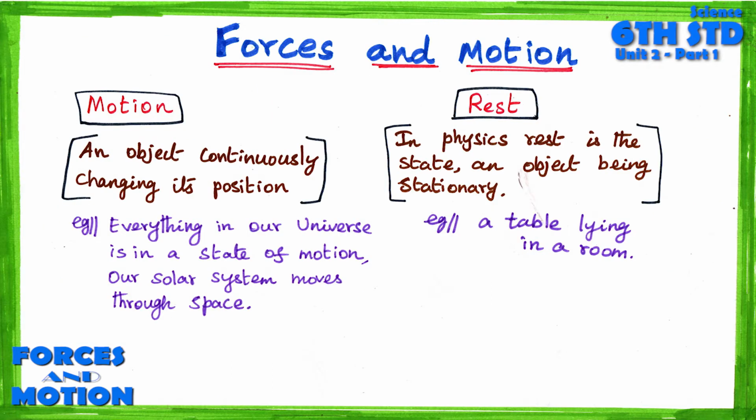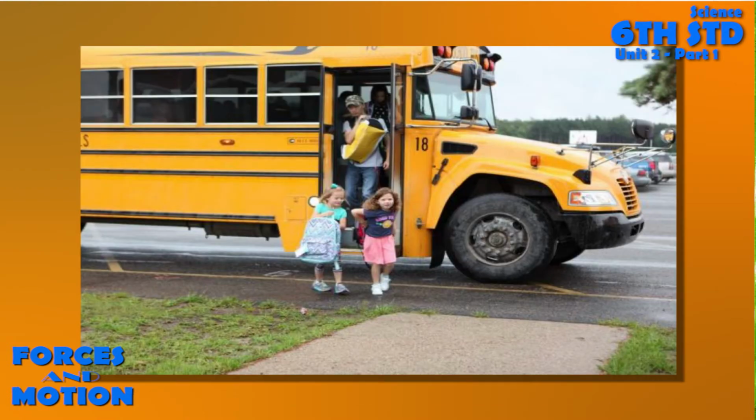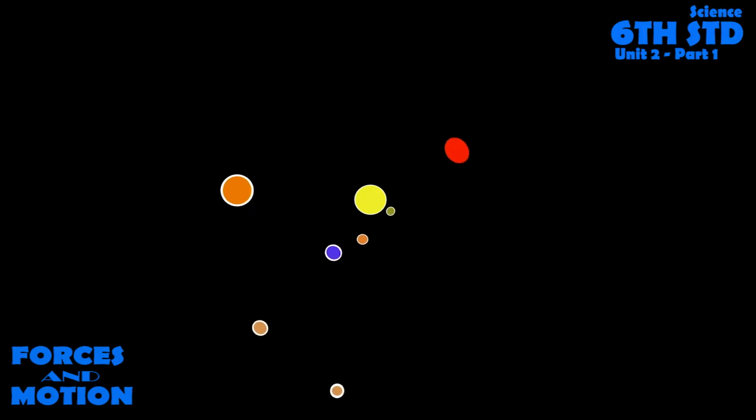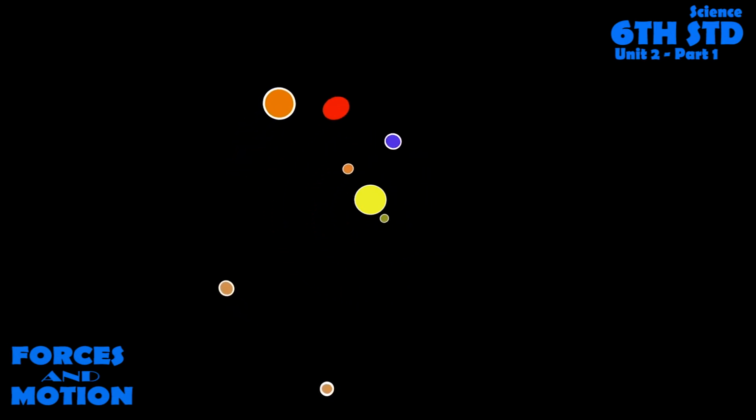Think about you are traveling in a speeding bus. We feel that the poles and trees seem to move backwards and the things inside the bus are stationary. But any person outside the bus knew that trees and poles are stationary, but the bus is moving. So from this, you understand about motion. Everything in our universe is in a state of motion. Our solar system moves through space.